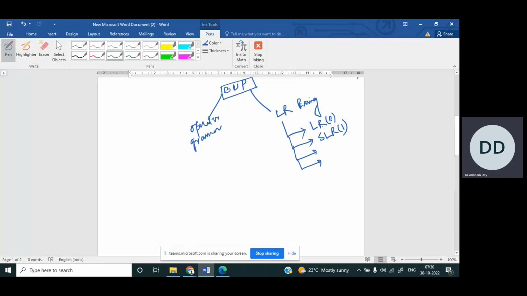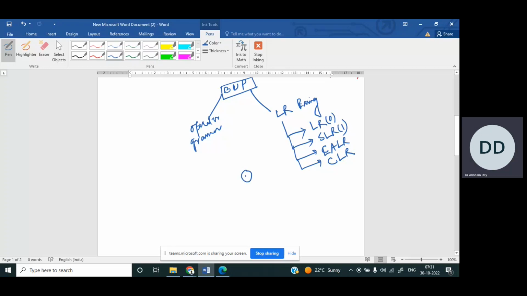You can assume LR0 means a district in a country. SLR1 means it is a state in a country. Then LALR. You can assume this is a country. And then CLR. You can assume this is the entire whole world. LR0 means it is a district. SLR1 means it is a state. LALR means country. CLR means the whole world.